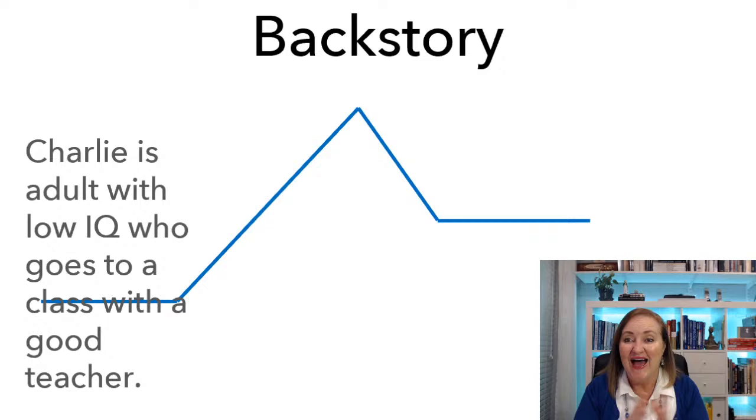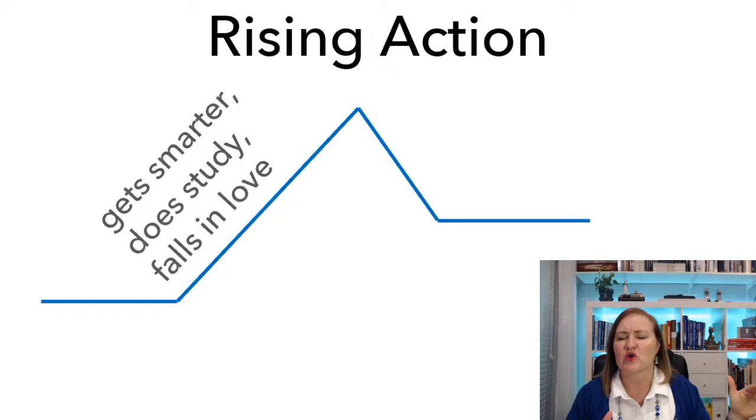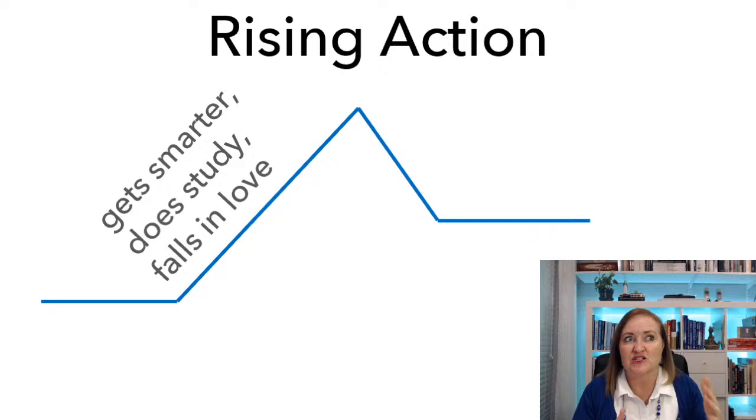Okay, so Charlie is an adult with a low IQ who goes to a class with a good teacher. That's the backstory. The inciting incident, I think, is when he was selected for the study. This story has a more clear inciting incident than some that we have looked at. And then the rising action is he gets smarter because they do this operation on him, and his IQ triples, and he slowly is getting smarter. And then he actually completes his own study, and he falls in love.